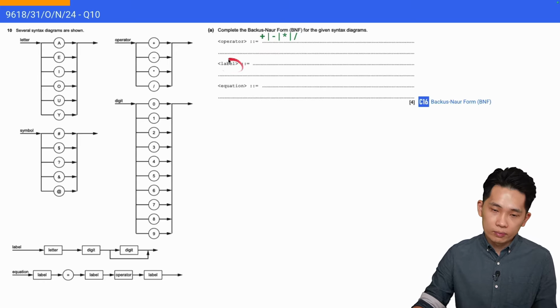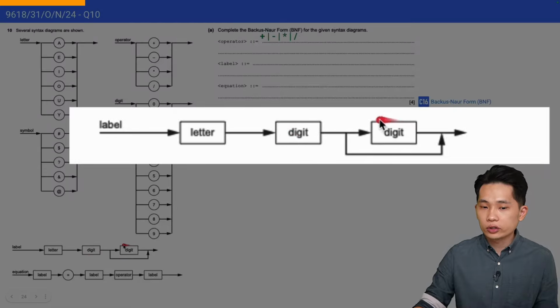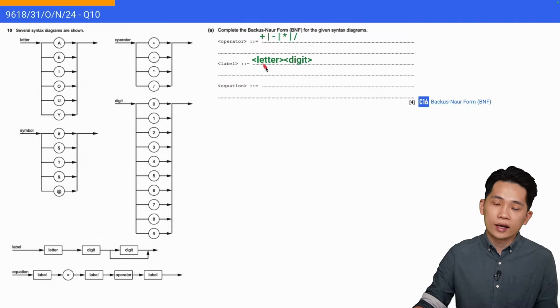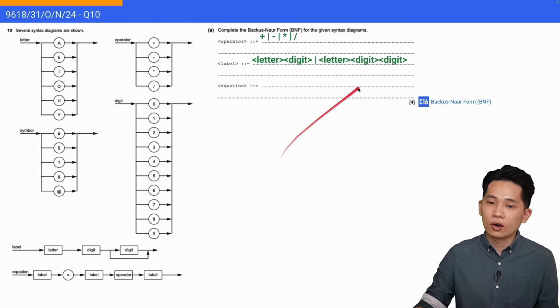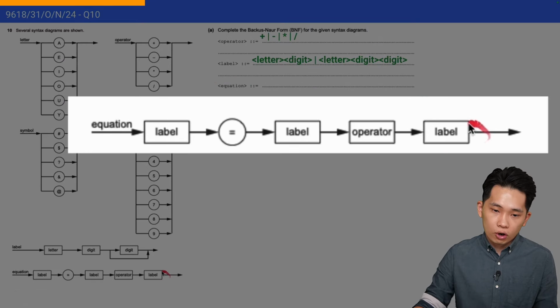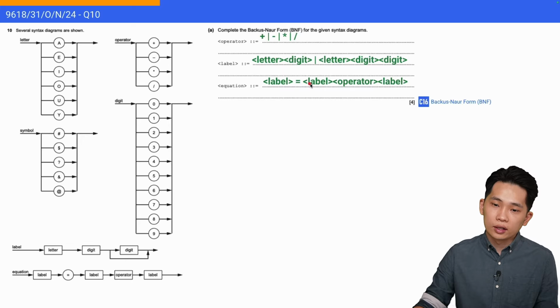And then for label here, it will be either letter and then digit and then one more digit, or just letter and digit here, because we will be skipping this second digit here. So for label, we can just write letter, digit, or letter, digit, digit here. And finally, for equation here, we can just copy this equation here, which is equal to label, operator, and then label here.